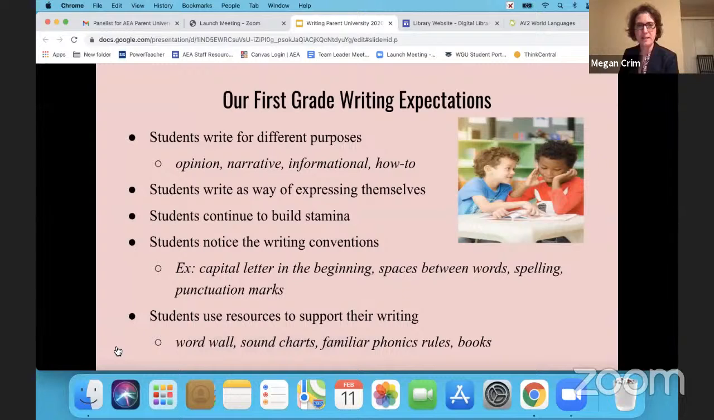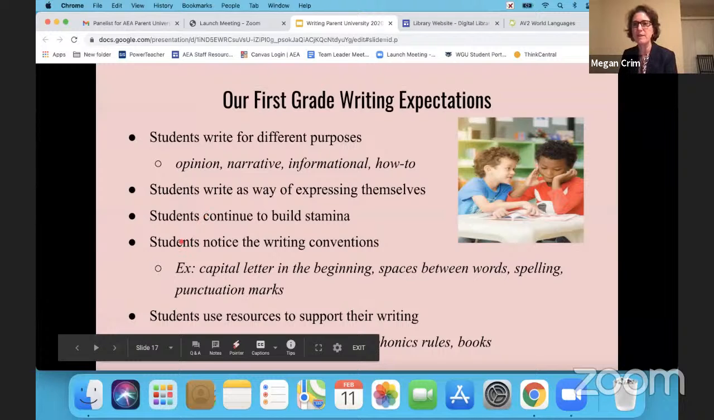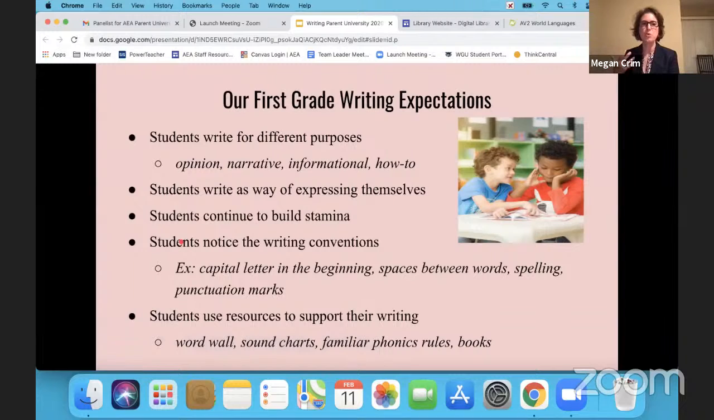Here's first grade expectations. It definitely builds. We ask them to write for many different purposes. The content writing, again, is the opinion writing, narrative, informational, how-to writing. We want students to see writing as a way to express themselves. We need the students to continue to build stamina, and that is definitely something that has to be kind of explicitly taught. You can't, again, just say, go write something.